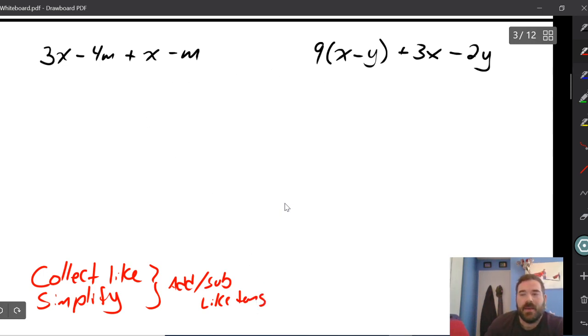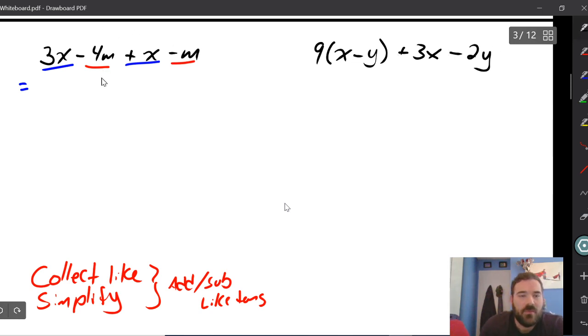So let's look up here. I have 3x minus 4m plus x minus m. Well, I can't do 3x and 4m because they're not like terms. So let me actually just underline in blue like terms. So 3x and positive x, those are like terms. And then negative 4m and negative m are like terms.